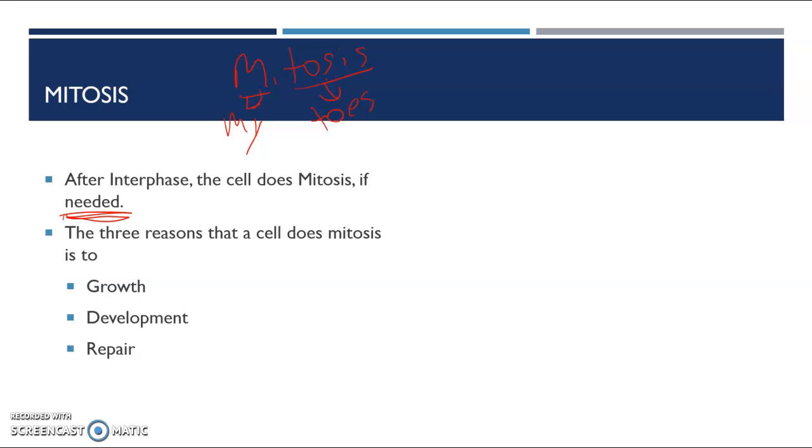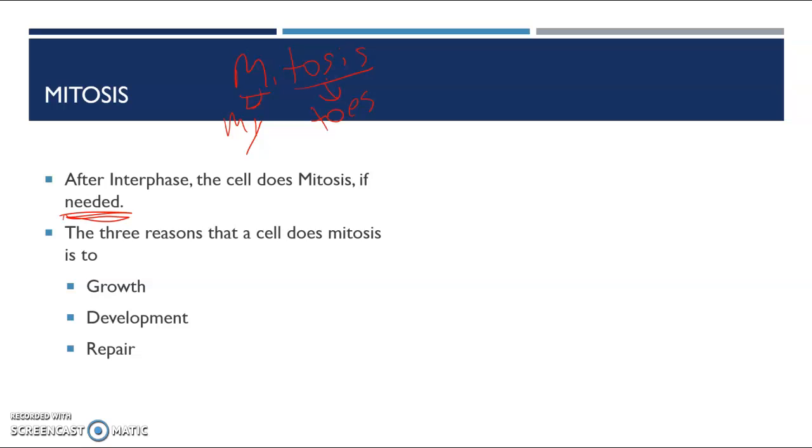Development. Your toes. Does a zygote have toes? No. So that zygote had to develop into an embryo and then a fetus, and it had to develop its toes. So development through mitosis.